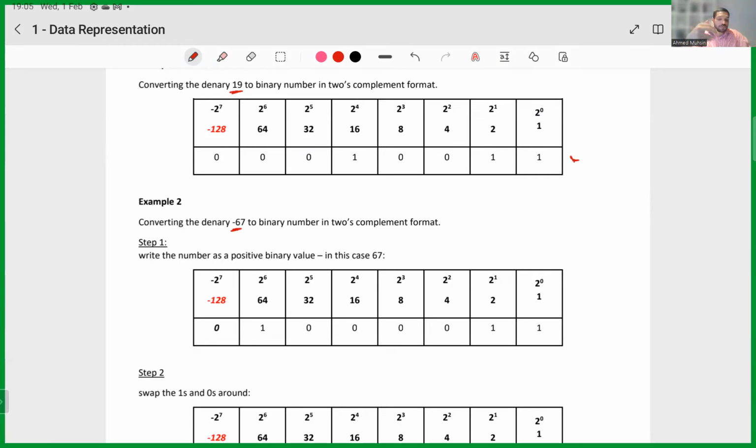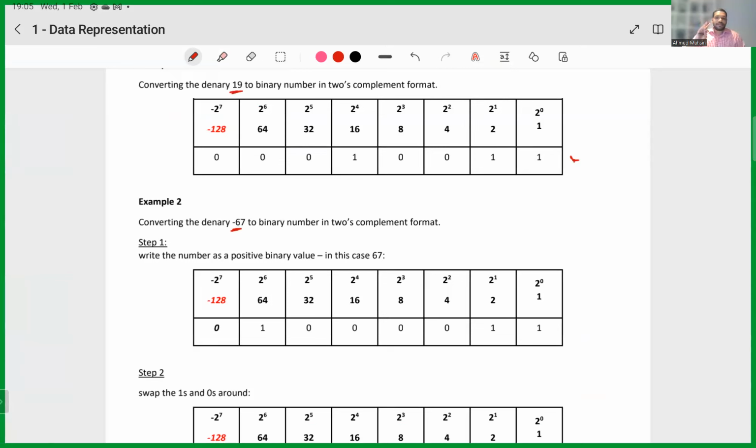As soon as I give you a negative decimal number and say convert it to binary, immediately you should tell me, okay, we must use 2's complement. Otherwise, we will not be able to represent this number in binary. So step number one, we write minus 67 as 67 in binary format.